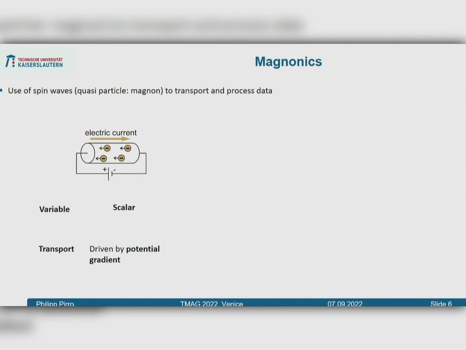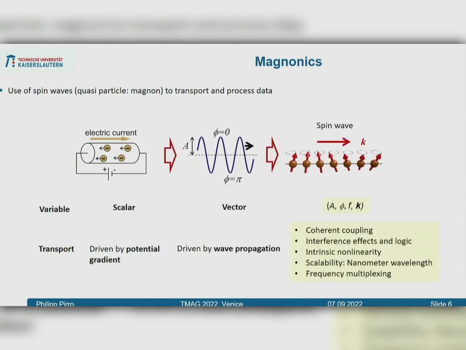If you think about how you go from conventional, electron-based systems, you have an electric current, which is a scalar variable, driven by a potential gradient. Now, if you go to magnonics, there's a big transition in computing paradigms. In general, with wave-based propagation, you have a vector which offers many different ways to encode information: the amplitude, the frequency, the phase, or even the wave vector. And the whole thing is driven by wave propagation. So in our systems, there is no potential gradient which drives magnons; you excite locally and then simply study the interference. The interference effect is the most important effect for our logic.